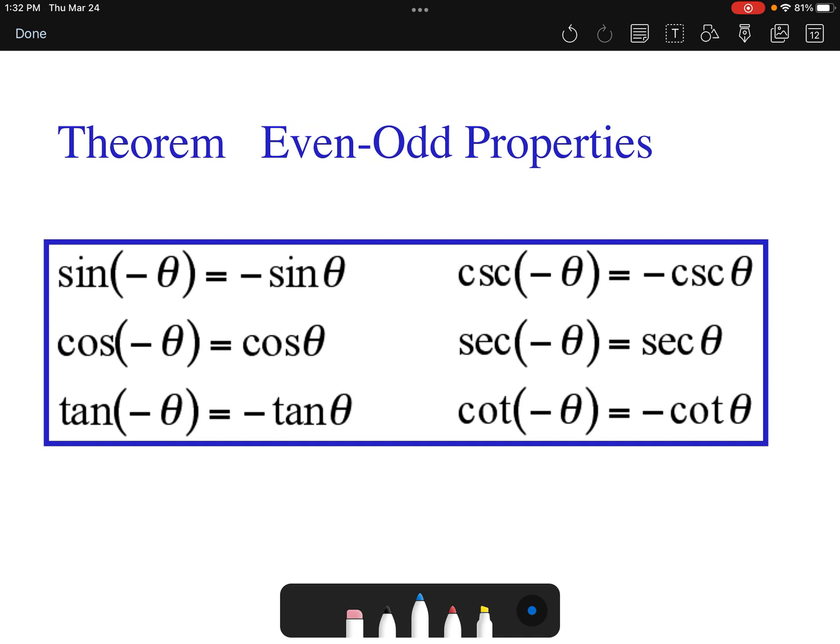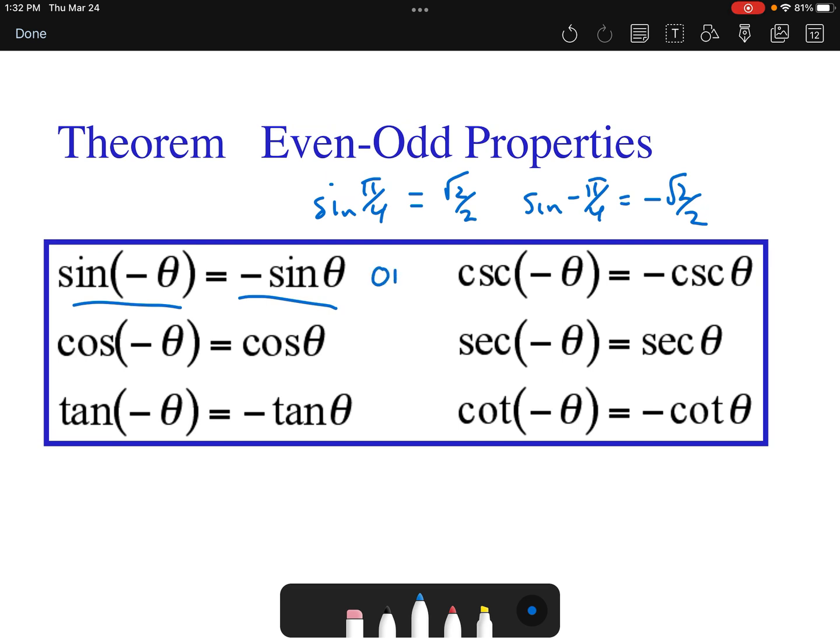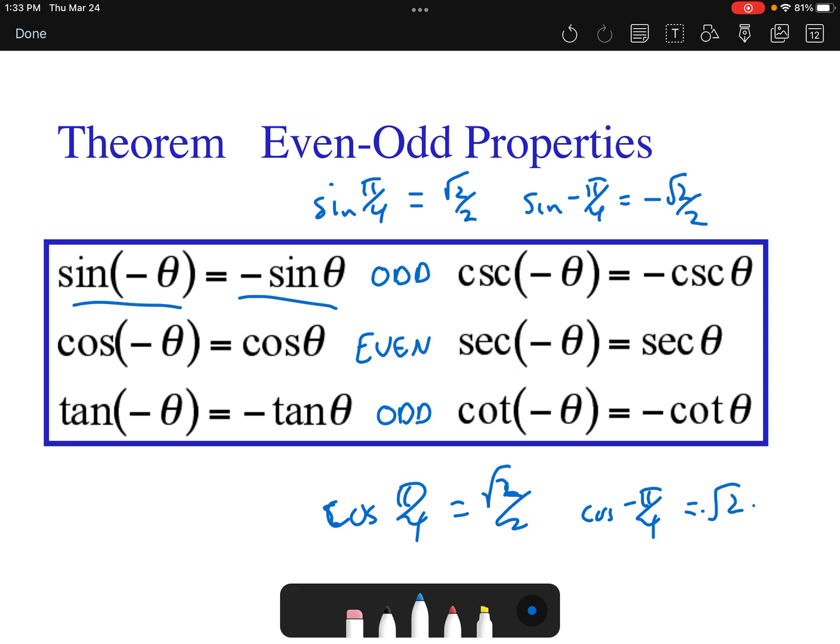We've also talked about even and odd properties. For instance, remember that the sine of pi over 4 is radical 2 over 2, and the sine of negative pi over 4 is negative radical 2 over 2. Therefore, the sine of a negative angle equals the negative sine of the angle. So that's what we call odd. Sine and cosecant are odd, so is tangent. But if you remember, cosine is even. Cosine of pi over 4 is positive radical 2 over 2, and the cosine of negative pi over 4 is also positive radical 2 over 2.